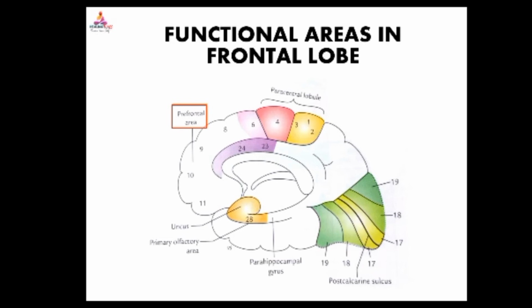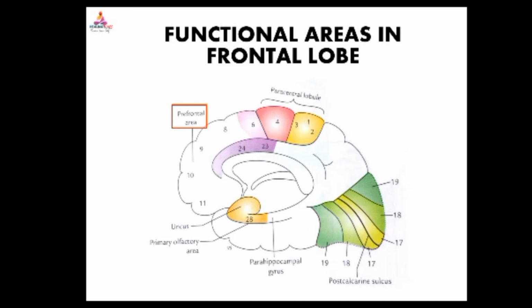Next is the parietal lobe area, the primary sensory area. That is the area of 3, 1, and 2, marked in yellow in the picture. The primary sensory area is located in the postcentral gyrus and extends into the posterior part of the paracentral lobule on the medial surface of the hemisphere.